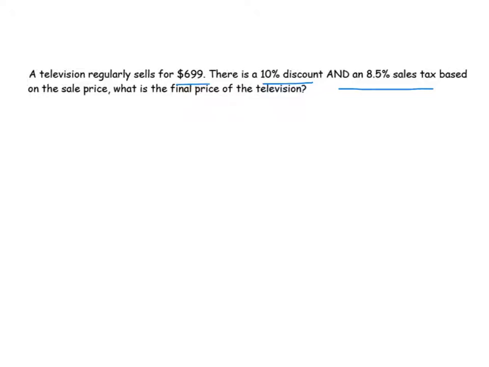So my first step here is that I'm going to apply the discount. So I'm going to say $699. And I'm going to multiply that by the 10%. And remember to change that to a decimal, move it 2 places to the left. So that's going to give me 0.1 or 0.10. All right, when you do 699 times 0.10, you get 69.9. And since we're talking about money, that would be 90 cents.